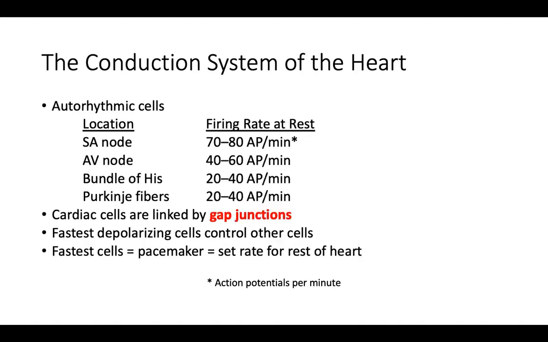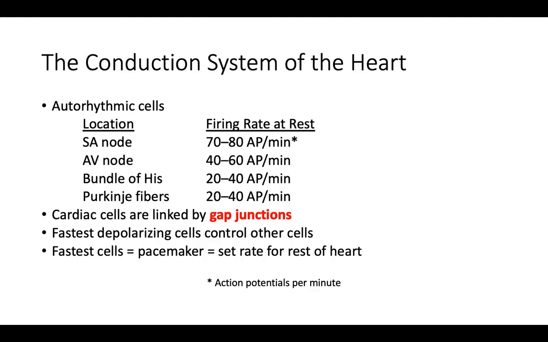Let's look at the actual firing rate of these groups of cells and these conduction fibers. The SA nodal cells have a firing rate of 70 to 80 action potentials per minute. This just means that this has the fastest rate of firing. So if 1 minute has elapsed, the SA node is going to fire 70 to 80 action potentials, and in that way it's going to be able to set the rhythm for what the heart rhythm will look like.